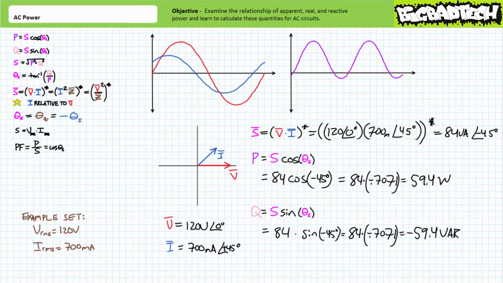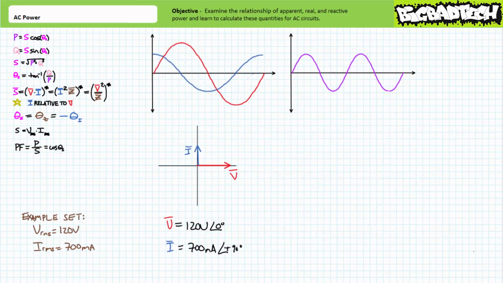Note reactive power has a negative sign, indicating that the element in question is capacitive in nature because current leads voltage. Additionally, note, given the negative 45 degree angle, basically halfway between 0 and negative 90, real and reactive power have the same magnitude. Let's try one last illustrated example problem.